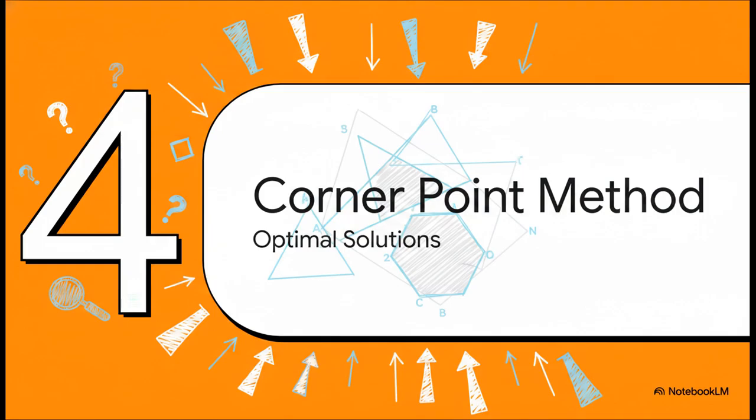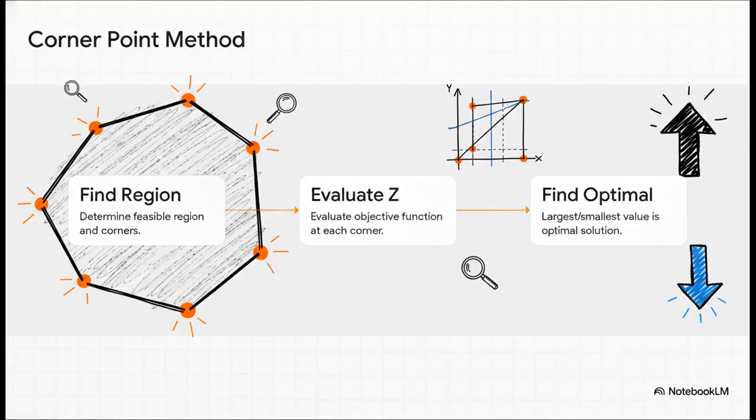Which brings us to Section 4, the corner point method, finding the optimal solution. So, out of an infinite number of decimal points inside that shape, how do we find the absolute best one?